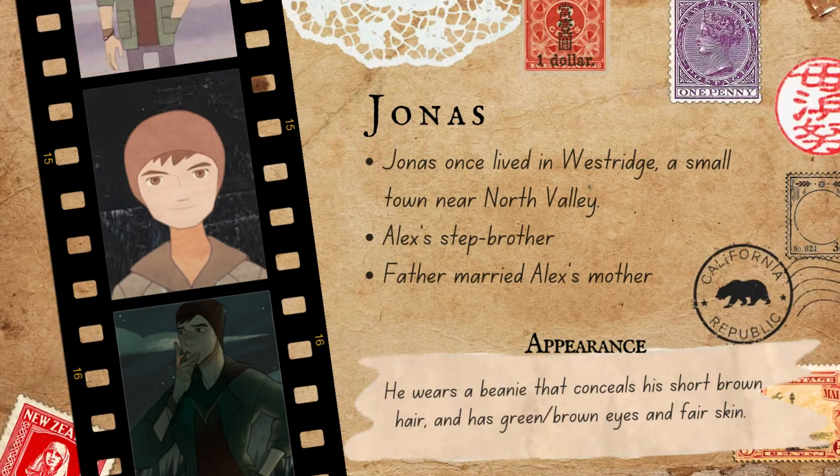Jonas once lived in Westbridge, a small town near North Valley. Jonas's father married Alex's mother, therefore making him Alex's stepbrother. He wears a beanie that conceals his short brown hair and has green-brown eyes and fair skin.